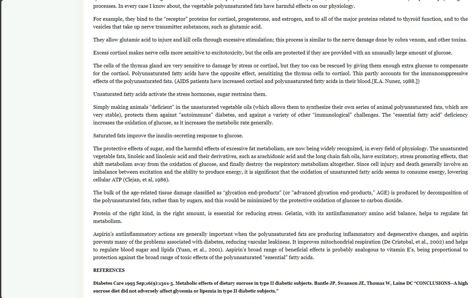Excess cortisol makes nerve cells more sensitive to excitotoxicity, but the cells are protected if they are provided with an unusually large amount of glucose. The cells of the thymus gland are very sensitive to damage by stress or cortisol, but they too can be rescued by giving them enough extra glucose to compensate for the cortisol.